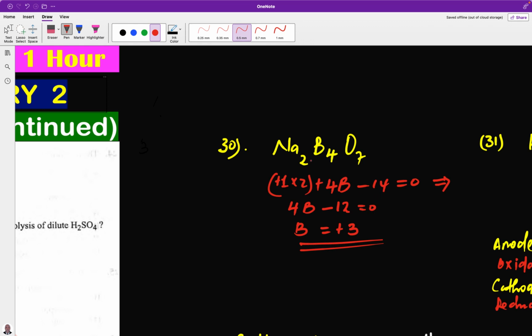And the rule says the sum total of all the oxidation numbers of a neutral compound is equal to 0. So now it is 2 plus 4b minus 14. And you will realize that 2 minus 14 will be minus 12. So it will be 4b minus 12 equals 0. Making b the subject, we divide +12 by 4, and b will be +3. Now, b, which is boron, has an oxidation number of +3.